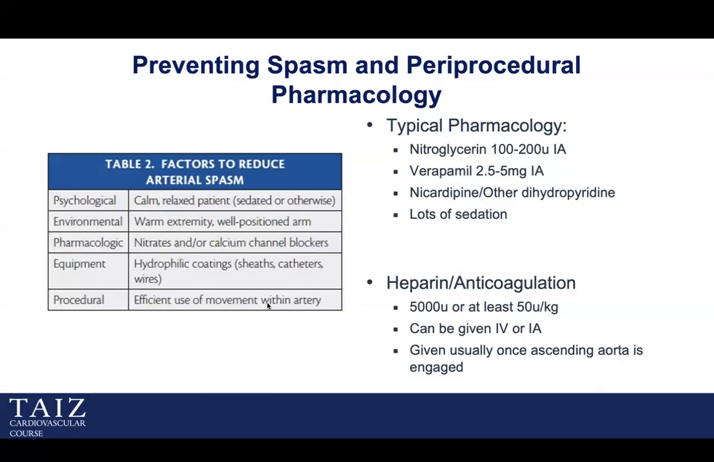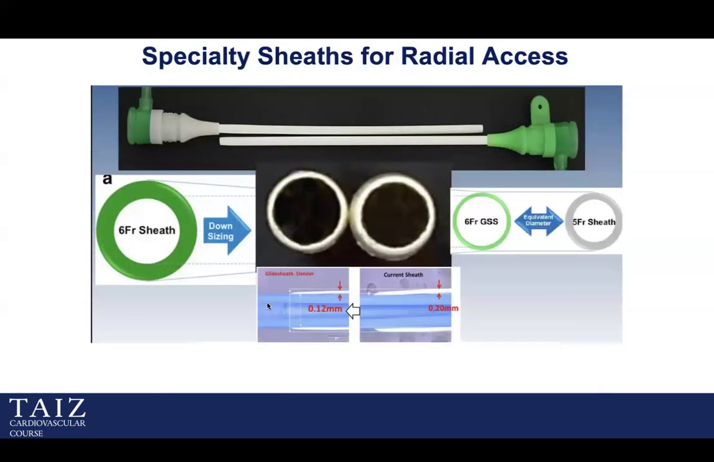Also, always remember with radial sheaths, always give heparin. We give about 4,000 to 5,000 units of heparin through the radial sheath, but sometimes you can give it IV as well. I usually give it through the radial sheath. There are specific types of radial sheaths. They are different than femoral sheaths.